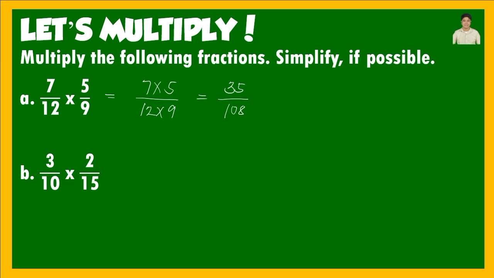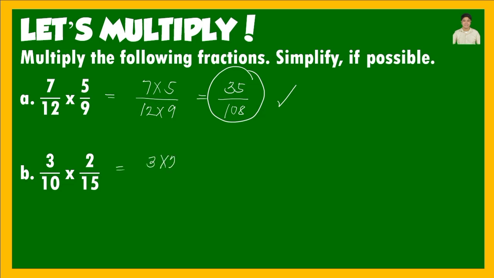So can we divide these two numbers by a common factor? There is no common factor aside from 1. So this will be our final answer, 35 over 108. Next, 3 over 10 times 2 over 15.